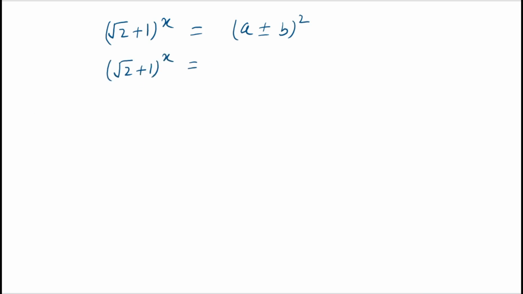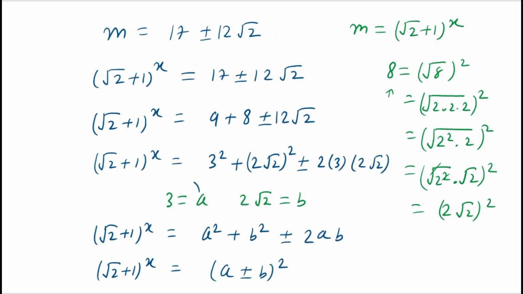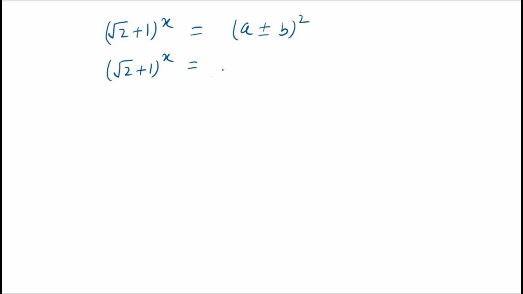On the left hand side (square root of 2 plus 1) to the power x is equal to (a plus minus b) squared. (Square root of 2 plus 1) to the power x is equal to, the value of a is 3 and the value of b is 2 times square root of 2. So a is replaced by 3 plus minus, b is replaced by 2 times square root of 2, all to the power 2.